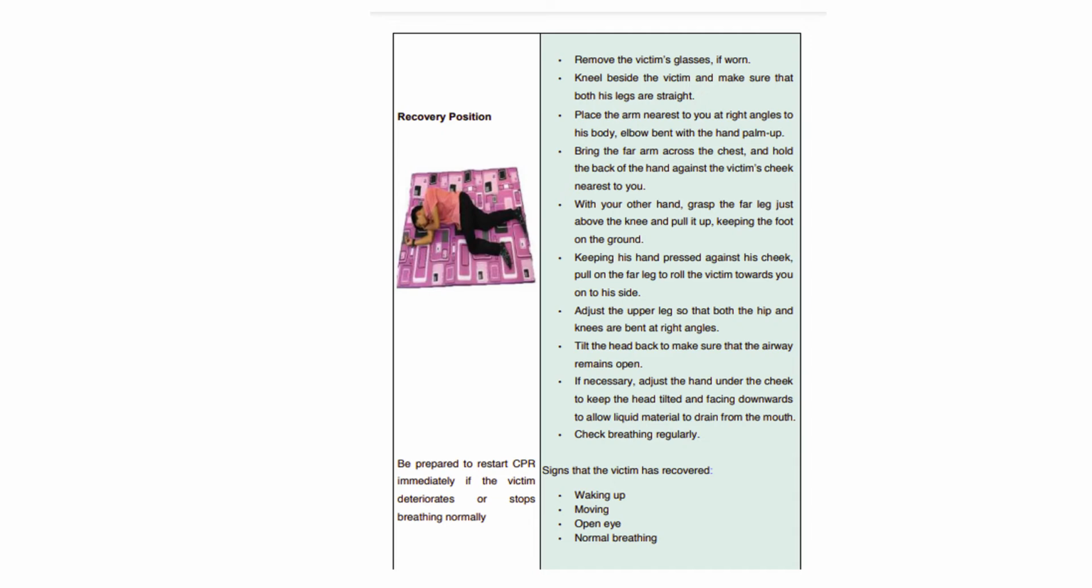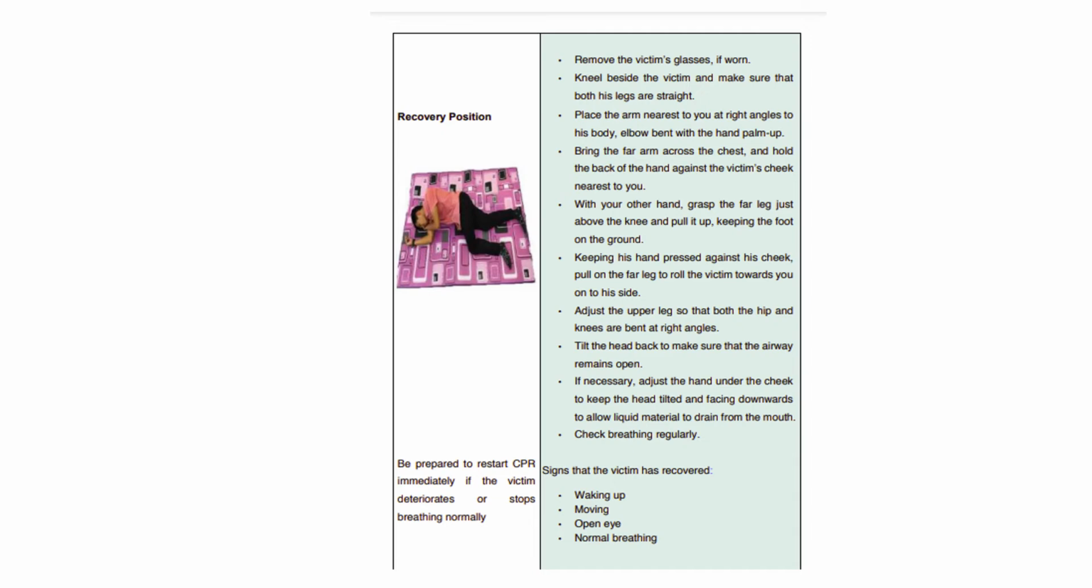Bring the far arm across the chest and hold the back of the hand against the victim's cheek nearest to you. With your other hand, grab the far leg just above the knee and pull it up, keeping the foot on the ground. Keeping his hand pressed against his cheek, pull on the far leg to roll the victim towards you onto his side. Then adjust the upper leg so that both the hip and the knee are bent at right angles.